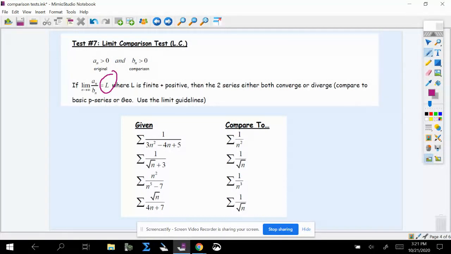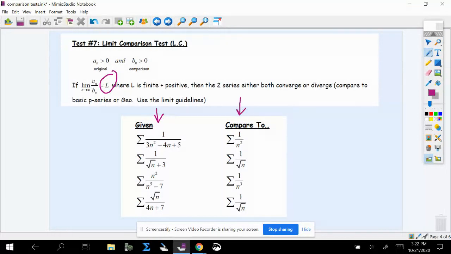The idea is you want to compare it to something where I will get a finite limit. The goal is to compare it to something that when I take your a sub n, your original, and I divide it by your comparison, I get the same degree. If I have the same degree on the top and bottom, then I know my limit will be that finite number. So I think the best way to explain it is to just show you some basic comparisons. What would you compare it to make it work? And then we'll actually go through and do some. So this column is your given series, and then over here would be what would be ideal to compare it to.